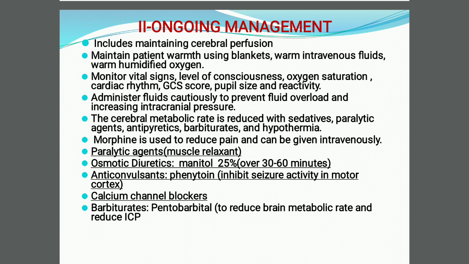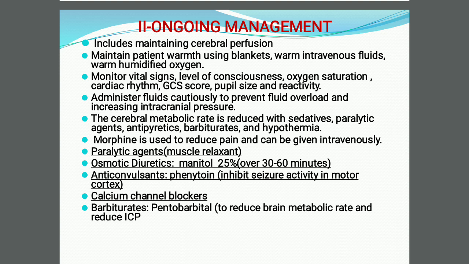Cardiac rhythm, that there should be a regular cardiac rhythm. The GCS score of the patient should not be less than 8 or 7. Otherwise, if the patient's score is less than 8 or 7, immediately, because the patient is in need of intubation.